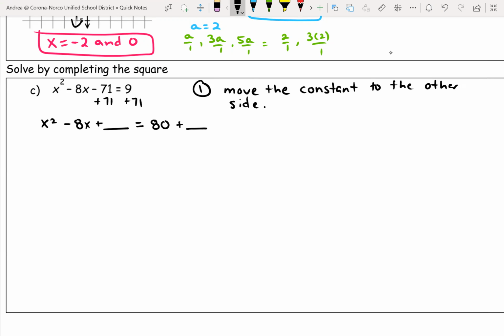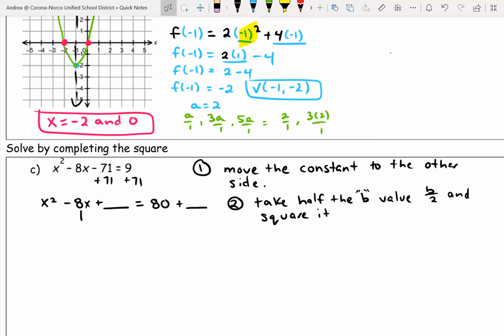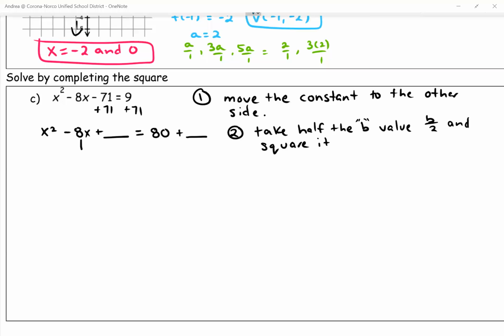Okay, step 2. Take half the b value, so that's b over 2, and square it. Okay, so again, please write down how I do it, just so it's easy for you guys to follow along. The better you become at it, the less work you'll need to show. But in your notes, you want to show all of it.